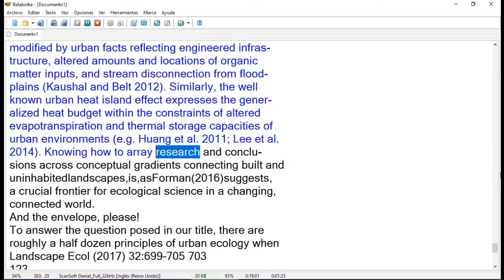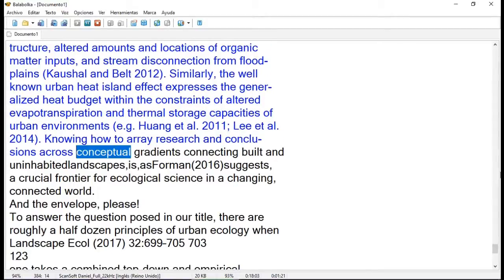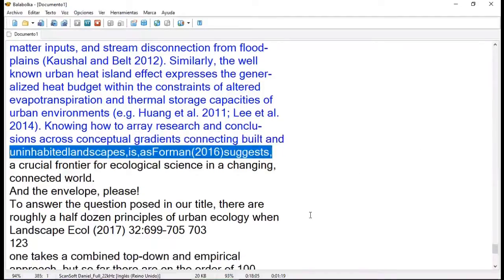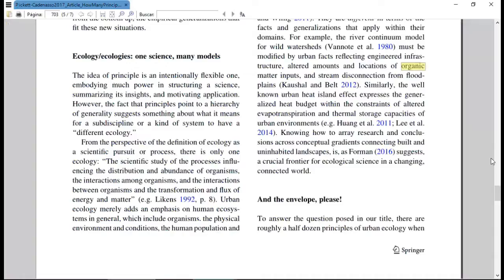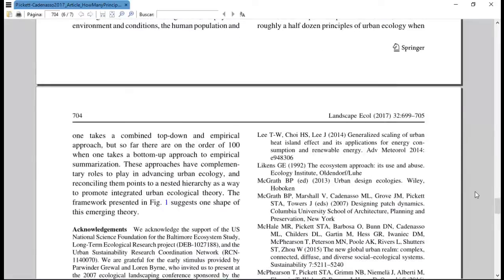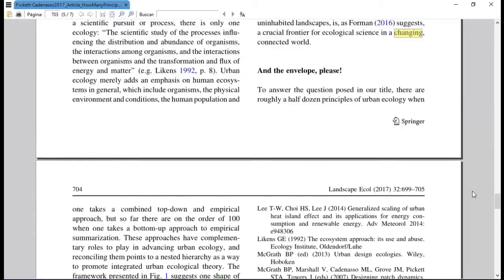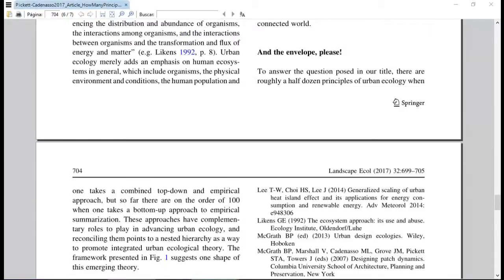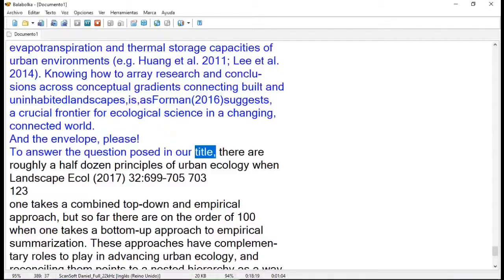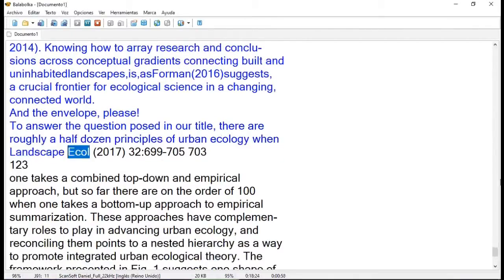Knowing how to array research and conclude science across conceptual gradients connecting built and uninhabited landscapes is, as Forman 2016 suggests, a crucial frontier for ecological science in a changing, connected world. And the envelope please. To answer the question posed in our title, there are roughly a half dozen principles of urban ecology (Landscape Ecology 2017).